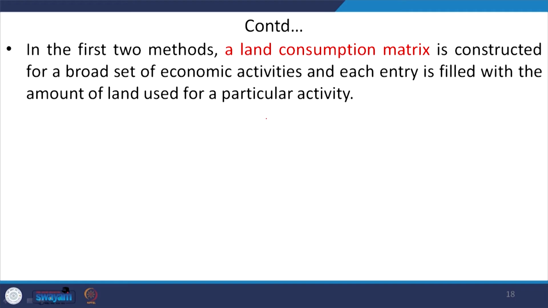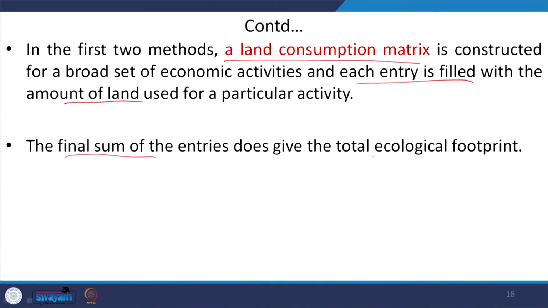If you take into account the top down as well as the bottom up approaches, for these two methods a land consumption matrix is constructed for all the economic activities, and each entry is filled with the amount of land used. So, it is expressed in terms of the land consumption matrix, how much land is required for performing all these economic activities. And by summing the entries, we get the picture of the total ecological footprint.